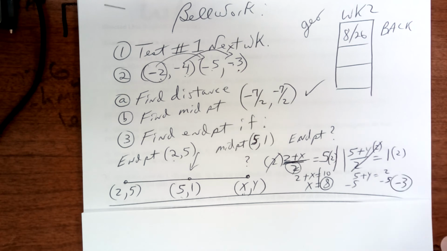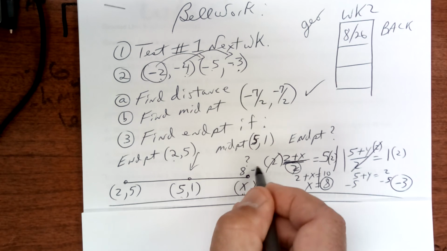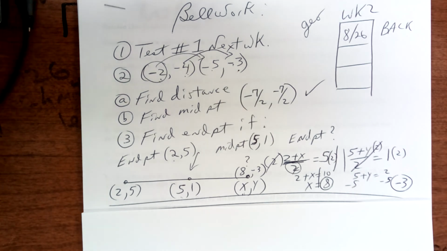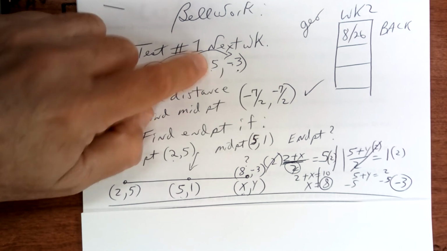So right here, put an 8 and a -3, and you're done. And that's what we did yesterday. So if you were absent, make sure you understand that. And again, just to remind you, be careful with your double negatives when you do the distance formula.